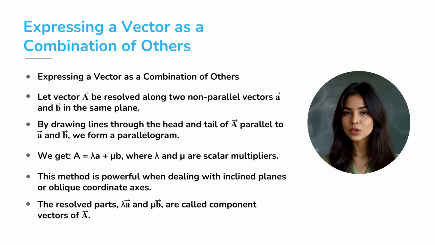Let's understand how to resolve a vector along two non-parallel vectors in a plane. Imagine we have a vector A and we want to express it as a combination of two other vectors, say P and Q, which lie in the same plane but point in different directions. We draw lines from the tail of vector A parallel to vector P and from the head of A parallel to vector Q. The intersection of these lines helps us form the equation A equals lambda into vector P plus nu into vector Q. Here, lambda and nu are real numbers and the two component vectors lambda P and nu Q together give us vector A.